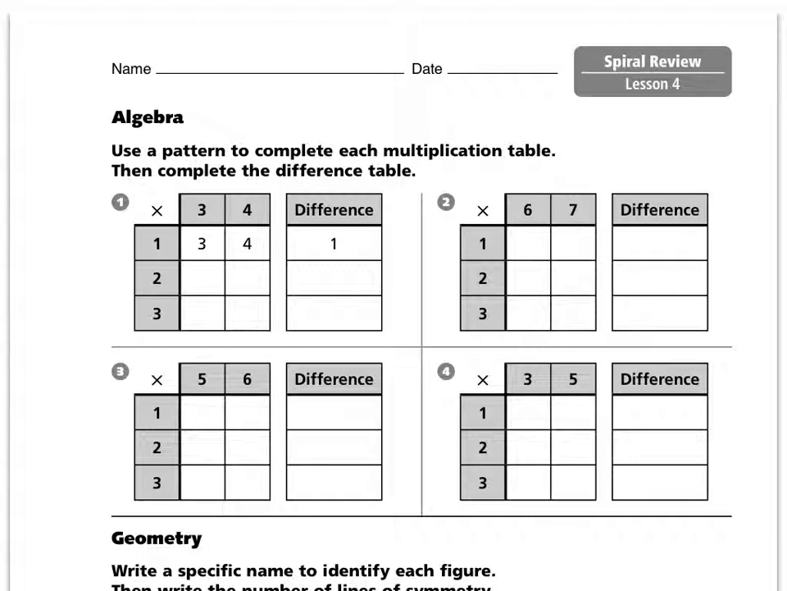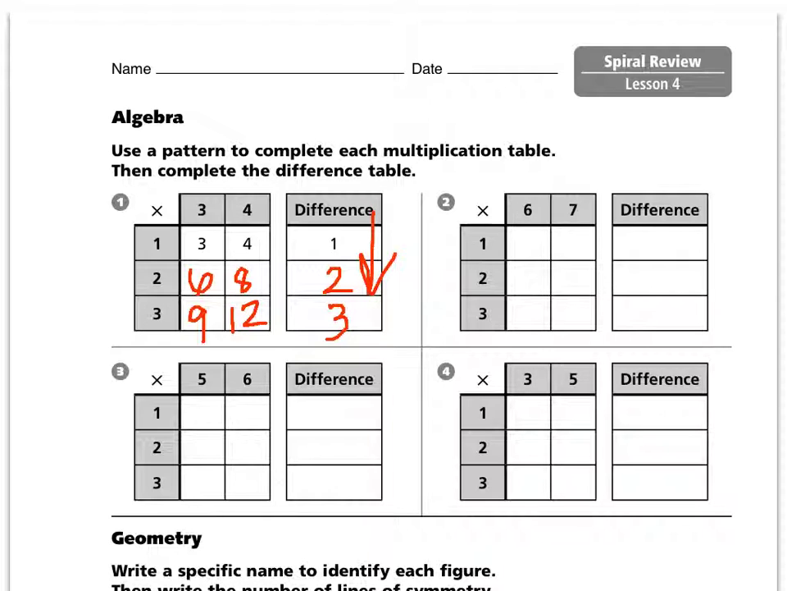Let's look at Chapter 7, Lesson 4 Review. Use a pattern to complete each multiplication table, then complete the difference table. So we have 2 times 3 is going to be 6, 2 times 4 is 8. What's the difference? 2. 3 times 3 is 9, 3 times 4 is 12. What's the difference? 3. Notice the pattern.